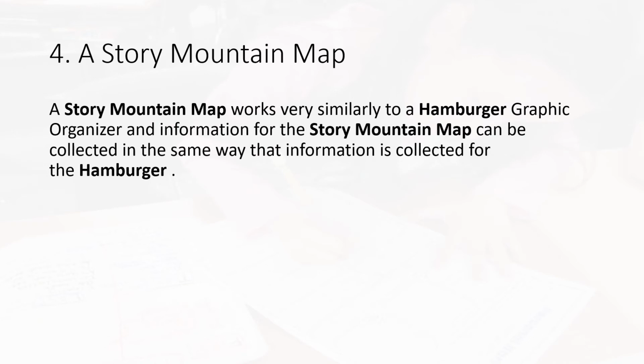A 4th type of graphic organizer is a story mountain map. A story mountain map works very similarly to a Hamburger graphic organizer, and information for the story mountain map can be collected in a similar way that we collect information for the hamburger.